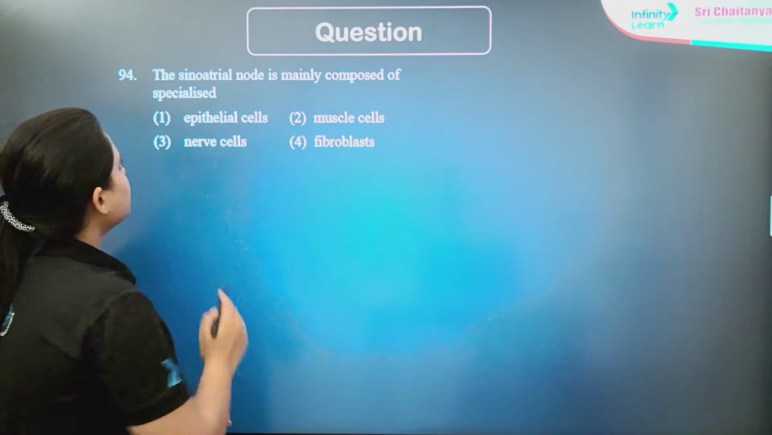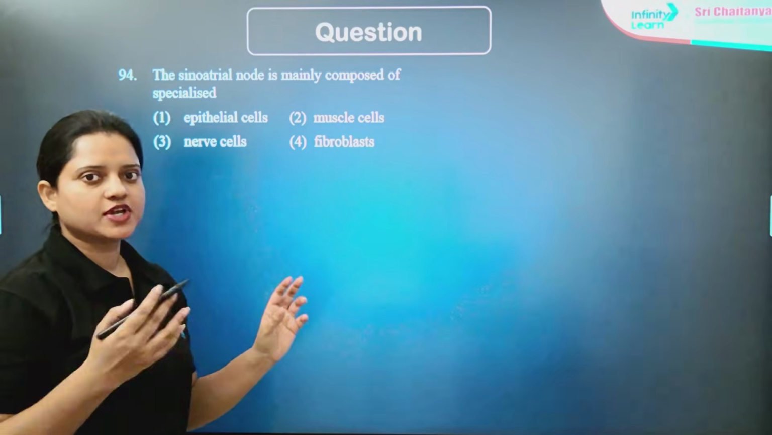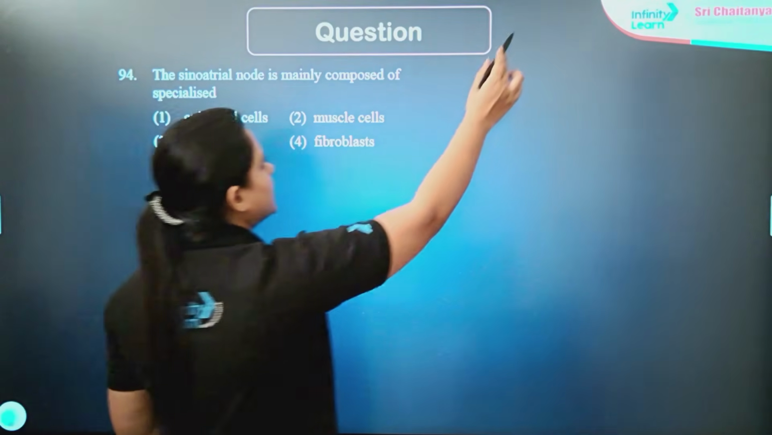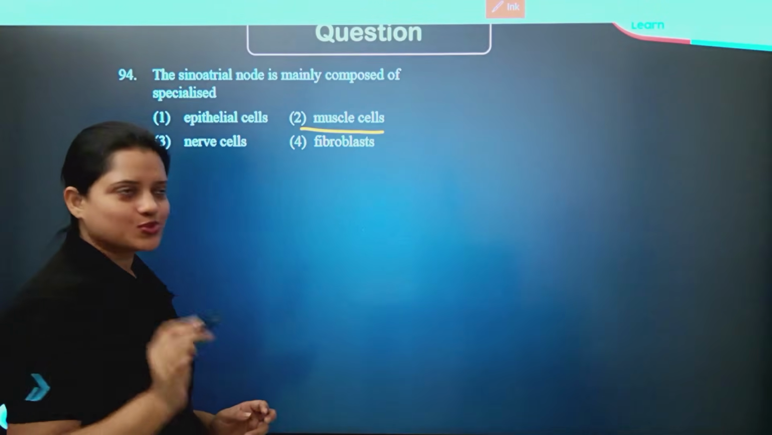Let's move on to our next question. The sinoatrial node is mainly composed of specialized. So it is a special cardiac muscle tissue. So correct answer for this question should be muscle cells. That means 2.